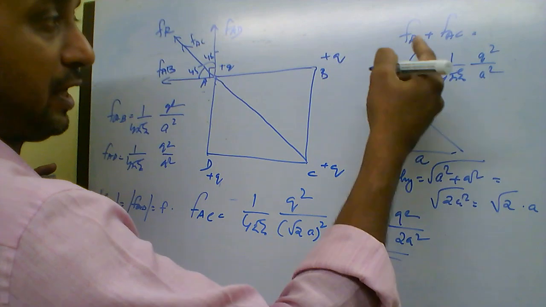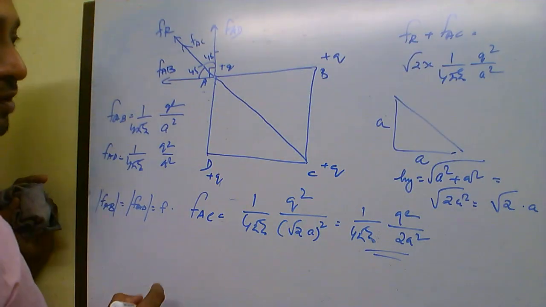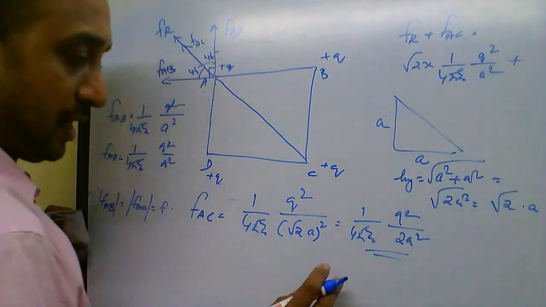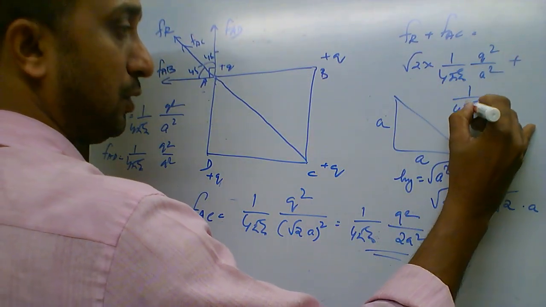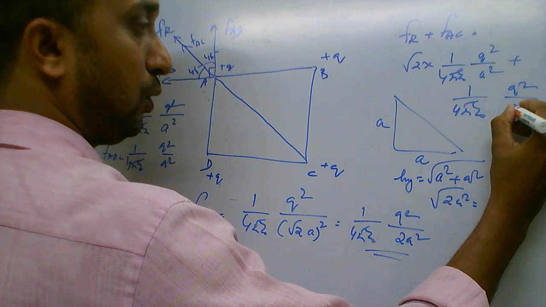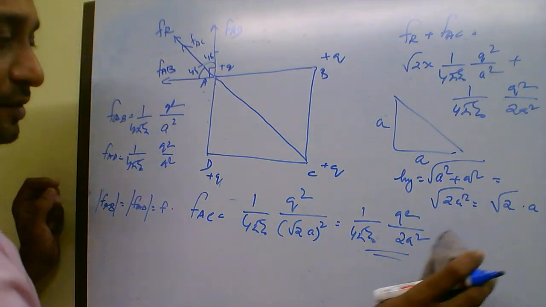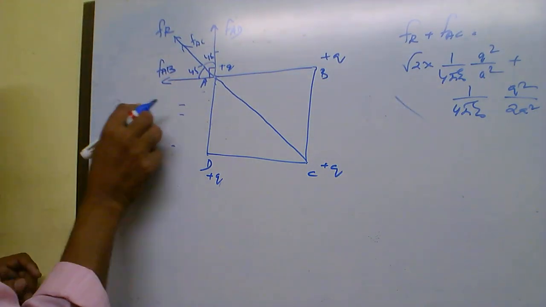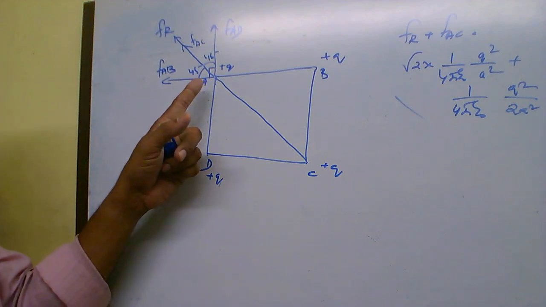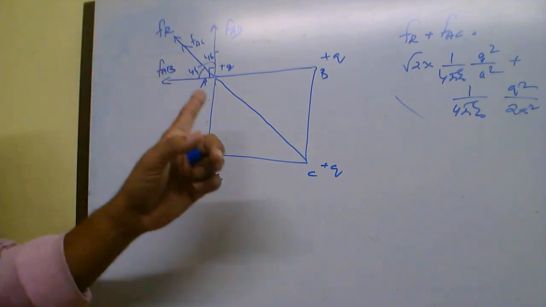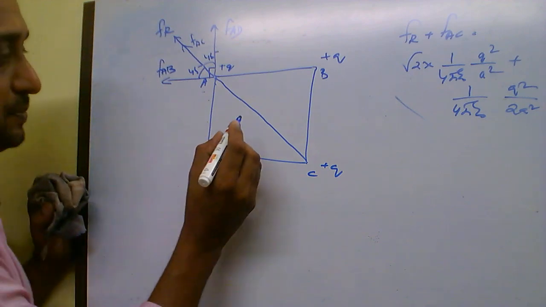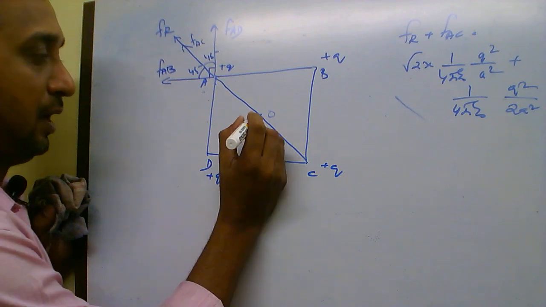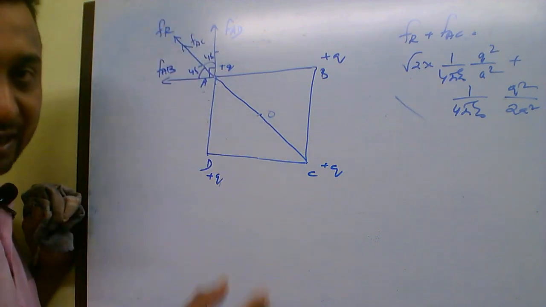So I can write root 2 times F as root 2 times 1 by 4 pi epsilon 0 q squared by A squared. Then FAC I have got here, it is 1 by 4 pi epsilon 0 q squared by 2A squared. Now these are the two forces acting on the charge kept at A, and it is being repelled along the diagonal. Now you have to keep some charge at this point, which is the center of the diagonal, O, to nullify that repelling force.